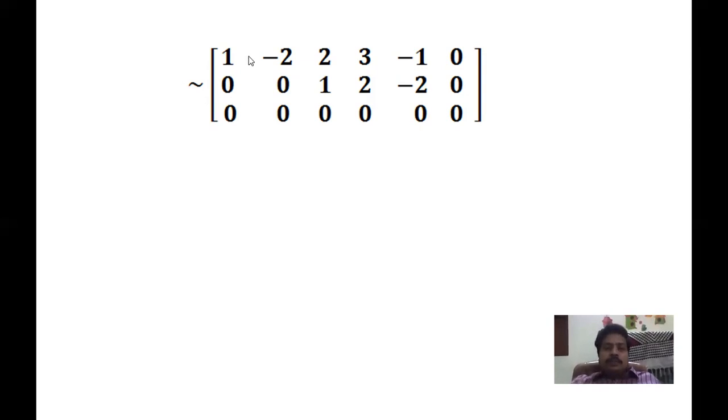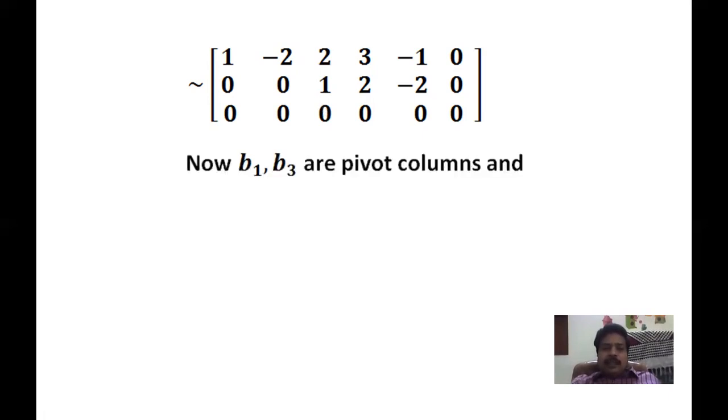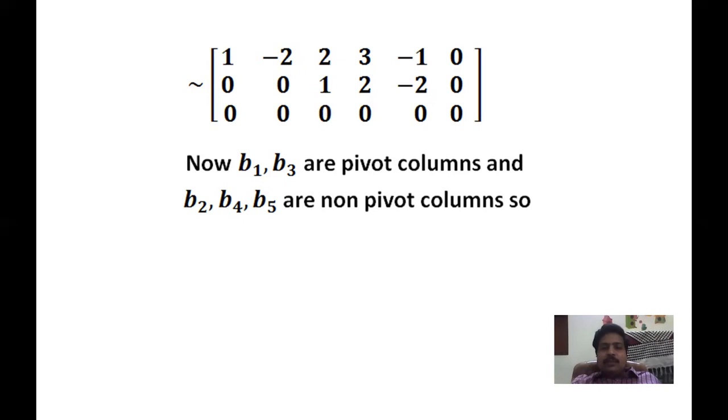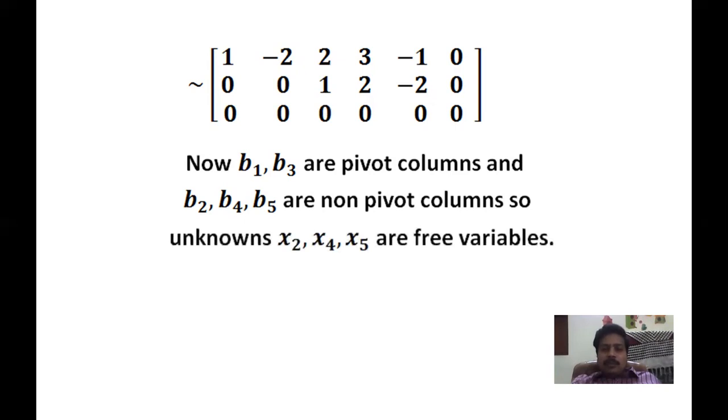You can observe that this one is a pivot position, and this one is another pivot position. So there are only two pivot columns, the first column and the third column. So B1 and B3 are pivot columns, and the remaining B2, B4, B5 are non-pivot columns. So there are three non-pivot columns and two pivot columns. These three non-pivot columns, when converted into equations, will give us three free variables. So there will be three free variables out of these five.